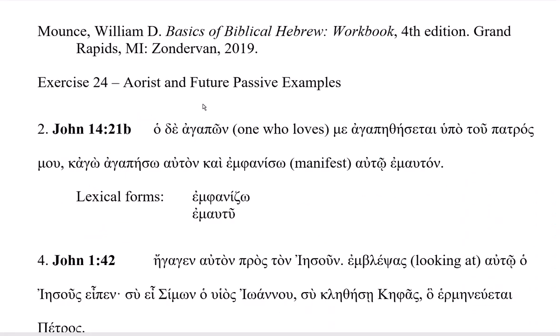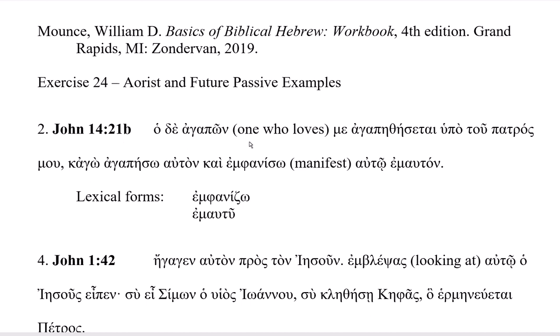Let's look at some examples from the Bible, really. They show up in Mounce's Basics of Biblical Greek workbook, the 4th edition. I'm including the bibliographical information here so you can go check it out if you want to. But these are really Bible verses, and in some cases I've added some extra from what is in the workbook. So John 14:21b. Let me read that.